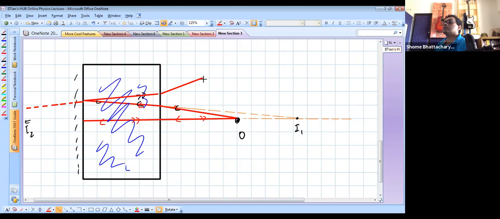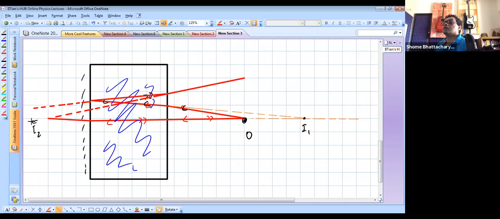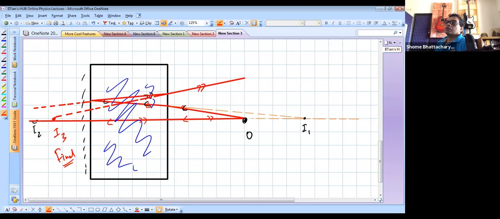So it will go like this. It appears to be coming from some point over here. This point here becomes my third and final image. Yeah, I've got one correct answer now, so far. Okay, so these are all the events that are happening.